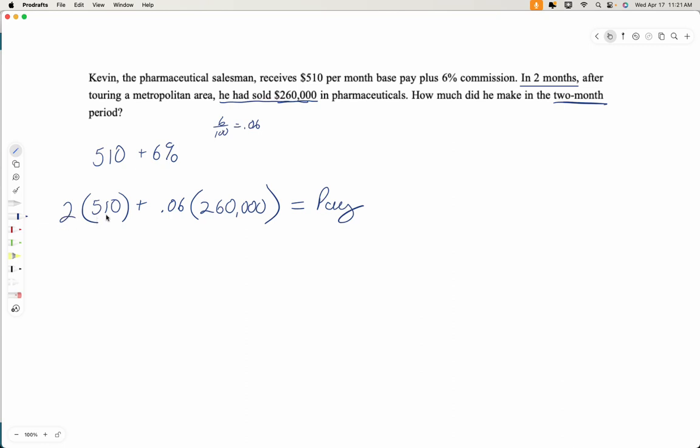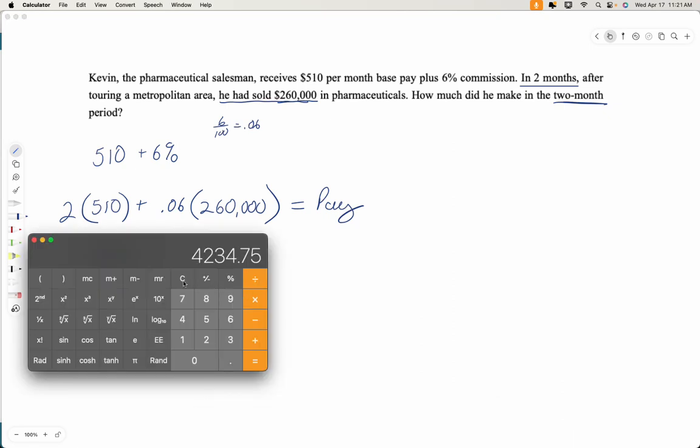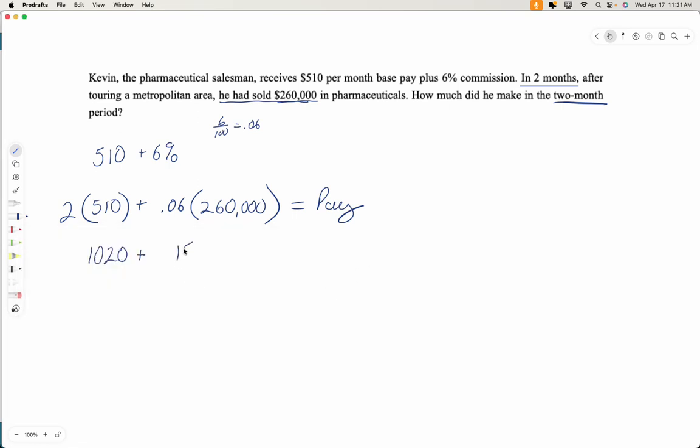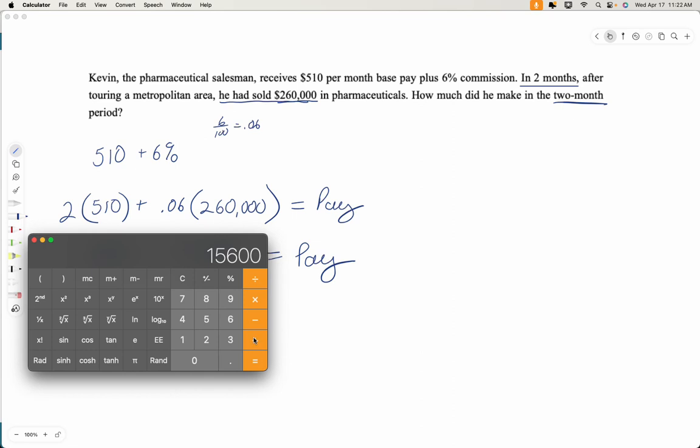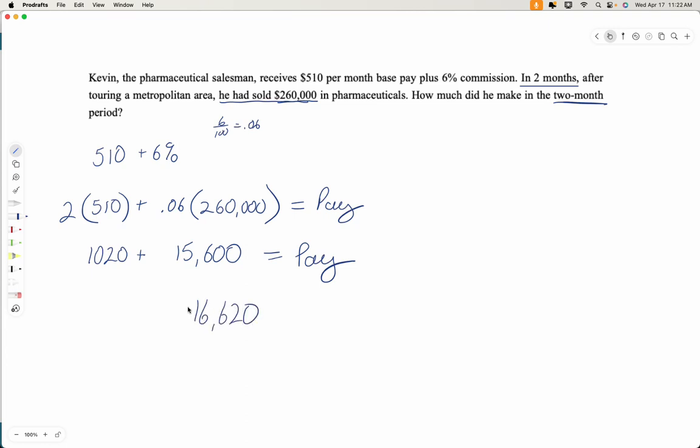So if I multiply 2 times 510, that's 1,020. And then I'm going to multiply this on the calculator because that's kind of a lot to try to do in your head. So 0.06 times 260,000 is 15,600. And that's going to be his pay. So I add the two of these together. 15,600 plus 1,020 is $16,620. That's how much pay he received. So you see, you just have to logic it out and think about what's going on, convert your percent to decimal, and then you can do the calculation.